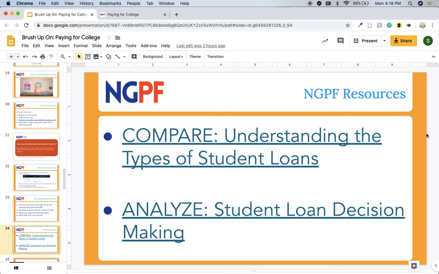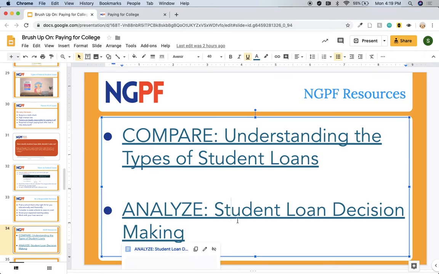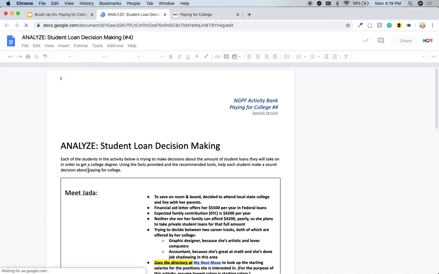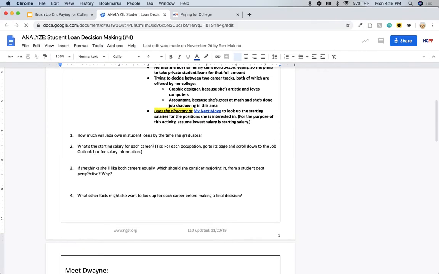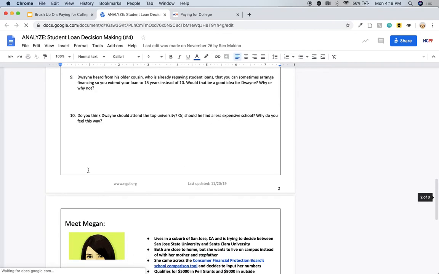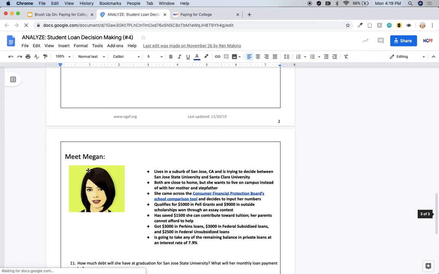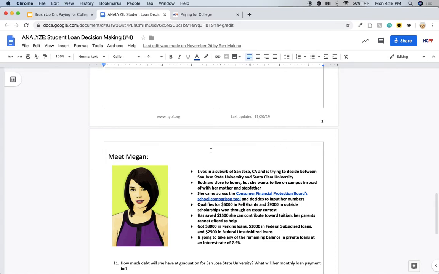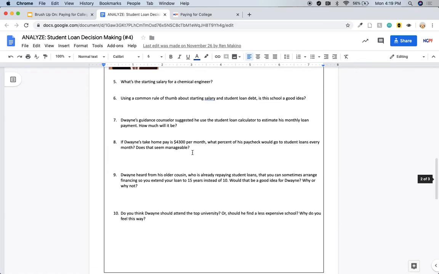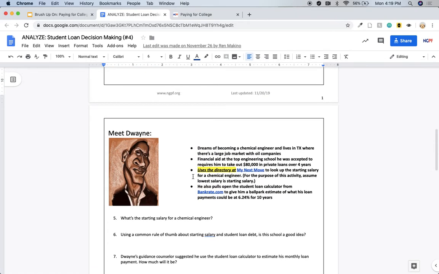And here are some of the activities available to you to help students understand the different types of student loans that they have. I really like Analyze Student Loan Decision Making. Reason is because in this activity, students are going to be looking at 3 different students: Jada, Dwayne, and Megan. And each one of these 3 students have a different profile. So you can see here that there's a short description, and it also talks a little bit about what schools they're interested in, what occupation that this student is thinking of pursuing post-graduation.